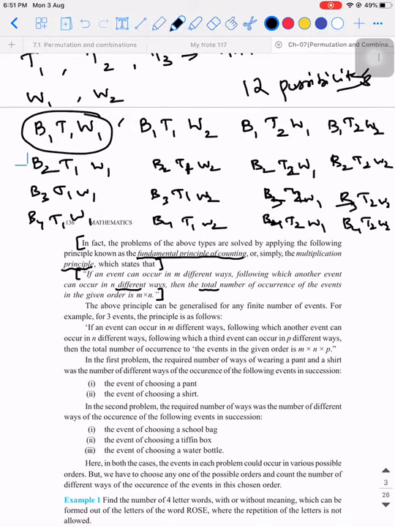So the above principle can be generalized for any finite number of events. For example, for 3 events, the principle is as follows. If there is an event which can occur in m different ways, following which there is another event which can occur in n different ways, following which there is a third event which can occur in p different ways, then the total number of occurrences of all the events in the given order is given as m into n into p.